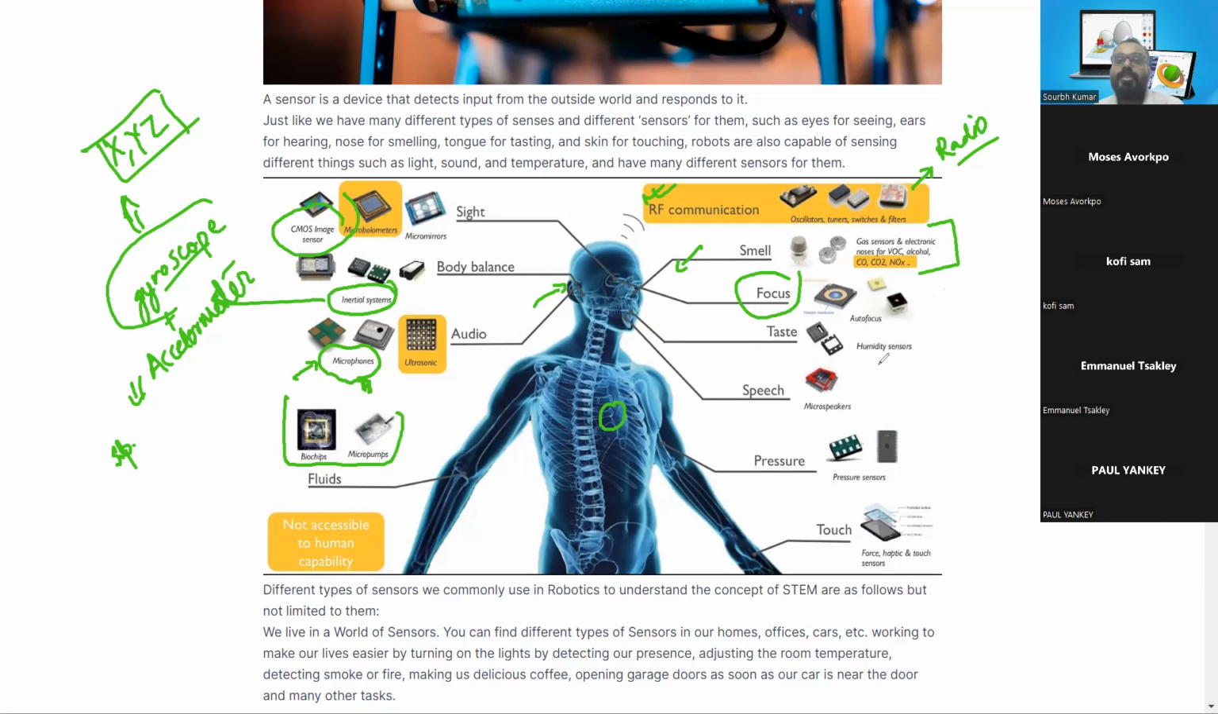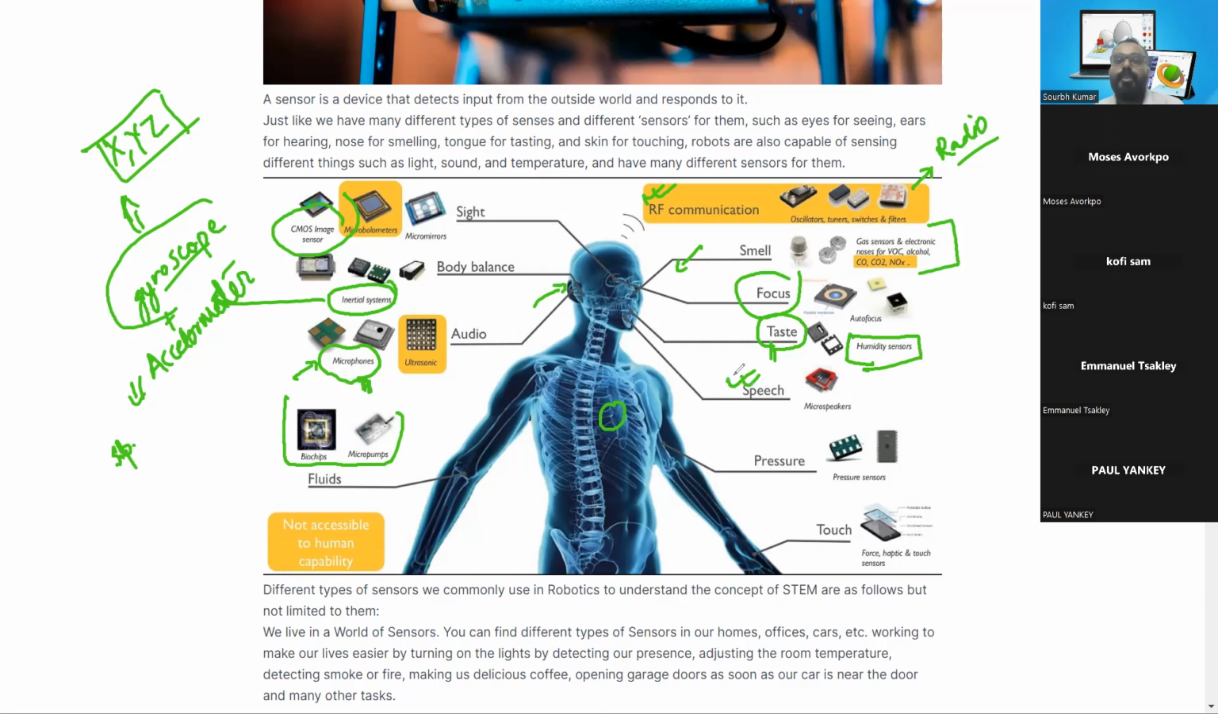Taste: through the taste buds in our mouth, we can detect different kinds of flavors and also the taste. But in the robotics structure we have different taste sensors, and also to detect the presence of water molecules in air, we have humidity sensors in robotics.